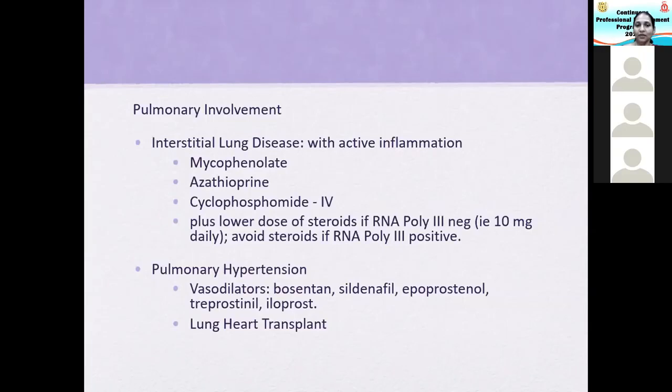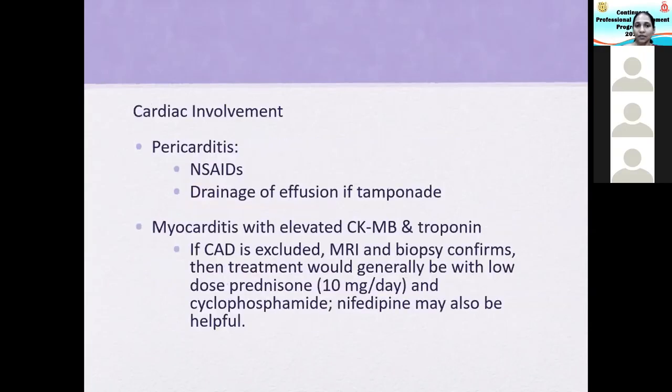Pulmonary hypertension management would be vasodilators, bosentan, sildenafil, and epoprostenol are some of the drugs that can be used. For cardiac involvement, I told you earlier, if there's pericarditis, non-steroidal anti-inflammatory drugs; if there's tamponade and pericardial effusion, it has to be drained. If it is myocarditis and there's no coronary artery disease, we can treat with low dose prednisolone and cyclophosphamide.